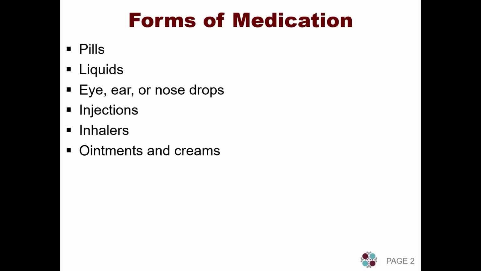The next slide, please. So medication comes in different forms. It might be in a pill form. It could be a liquid like cold medicine or cough syrup. It might be in the form of eardrops, eye drops, or nose drops. It could be injected like insulin. It could be taken by inhalers, such as asthma medication or allergy medication. And it could be in the form of ointments and creams. And today we're going to be talking about strategies mostly related to pill form of medication, but they could also apply to other forms of medication.